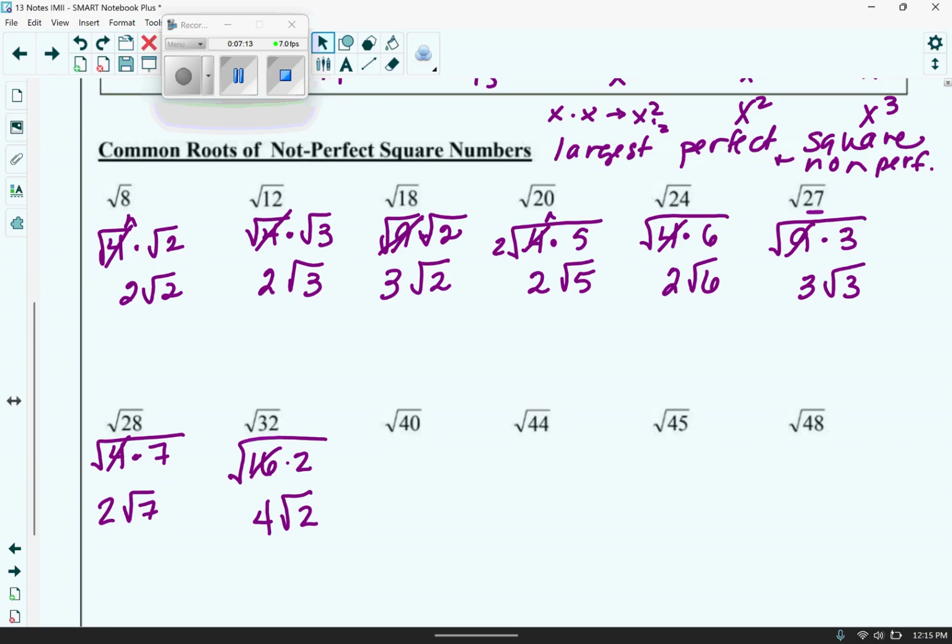40. Half of it is 20. 20 is up here. And it was 4 and 5. So this is going to be 4 and 8. Let's go bigger than that. 10. 10 times 4 is, oh, there we go. 4 times 10. The square root of 4 is 2, so it's 2 radical 10.